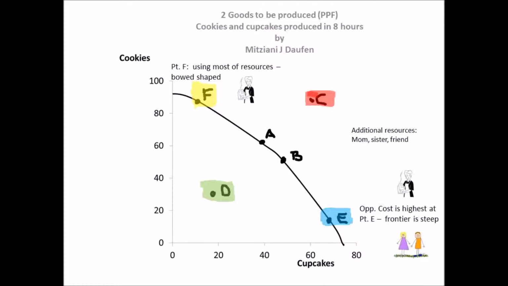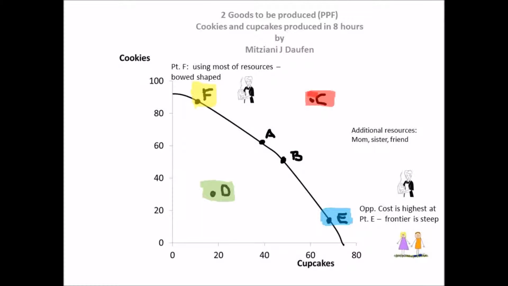Now, this graph is something different. The one that looked like a bowed shape, right? The other one was a straight line, but this one is bowed outward. It also describes opportunity cost. So you can tell from point E with blue ink on the frontier, it is steep. I'm making more cupcakes. And at this point E, if I want to use more resources to make cupcakes, I will have my mother, my sister, my friend bake cupcakes. So I will have more cupcakes and the opportunity cost of my cupcake is high.